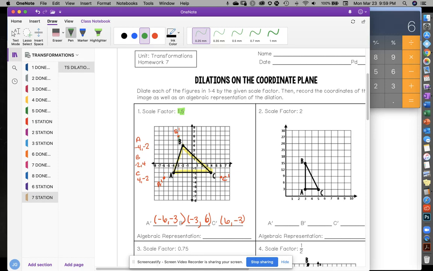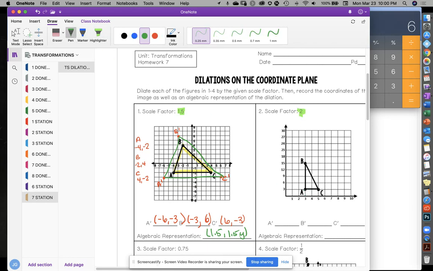So I'm going to connect those dots. You guys use a straight edge. There you go. And that's it. So what did I do algebraically? I increased the x by 1.5 and I increased the y by 1.5. All right, let's look at number 2. Number 2, we are going to increase by a scale factor of 2.